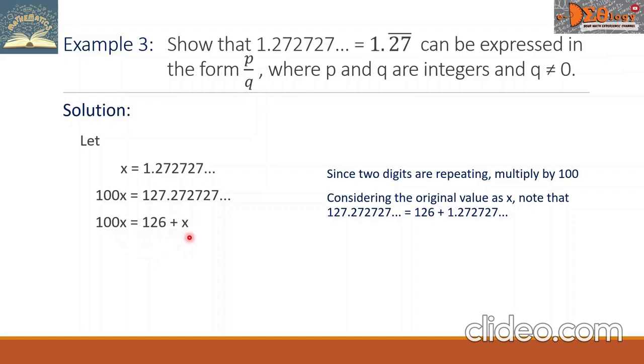Then we combine all variables. This x we transpose to the left, so we have 100x minus x equals 126. The left side becomes 99x. Then we divide this equation by 99. So x equals 126 over 99. We simplify the fraction as 14 over 11.